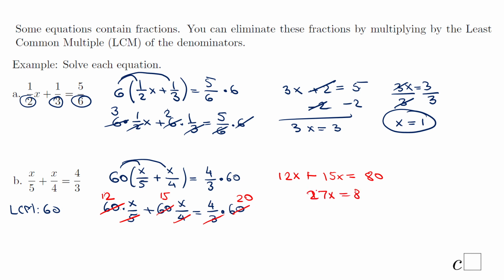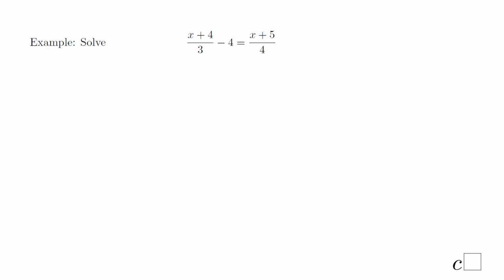27x equals 80. Divide by 27 to cancel this 27, and we have x equals 80 over 27, which cannot be simplified. If you use the least common multiple, then you cannot simplify the solution. If you use any other multiple, then for sure you have to find a way to simplify your problem.